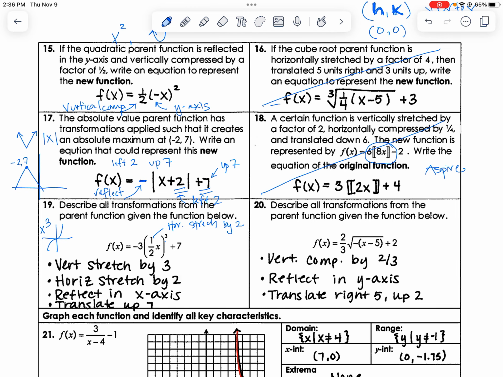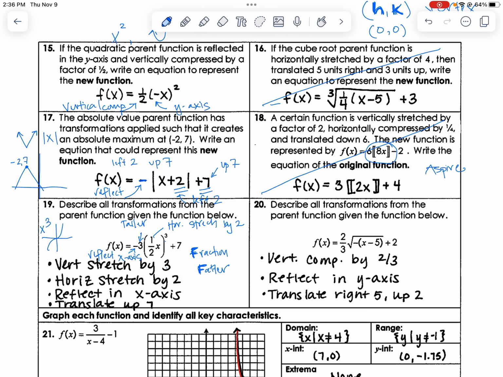The fraction will always make something fatter. So I always think fraction starts with f. It's going to make the function fatter. The language I'd like you to use is that it's a horizontal stretch by 2. That 3, because it's happening outside of the parentheses, affects the y value, so it is going to get taller, a vertical stretch by 3. The negative has this function reflected over the x-axis because the y values are going to change their sign, and then this moves up 7.